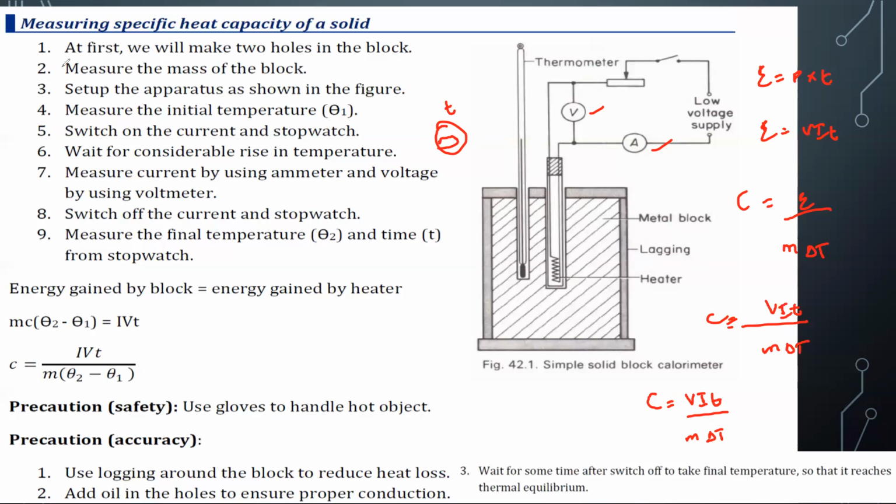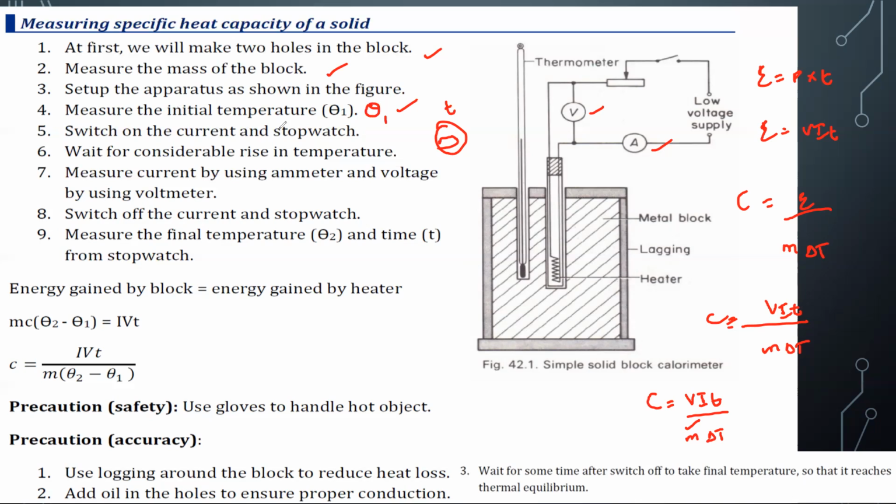At first we'll make two holes in a block, because we want to find the specific heat capacity of a solid. So we should be able to place the heater and the thermometer in the solid. That's why we are making two holes. Then measure the mass of the block. Then measure the initial temperature, because the temperature change can be calculated, but the measurement is done first.